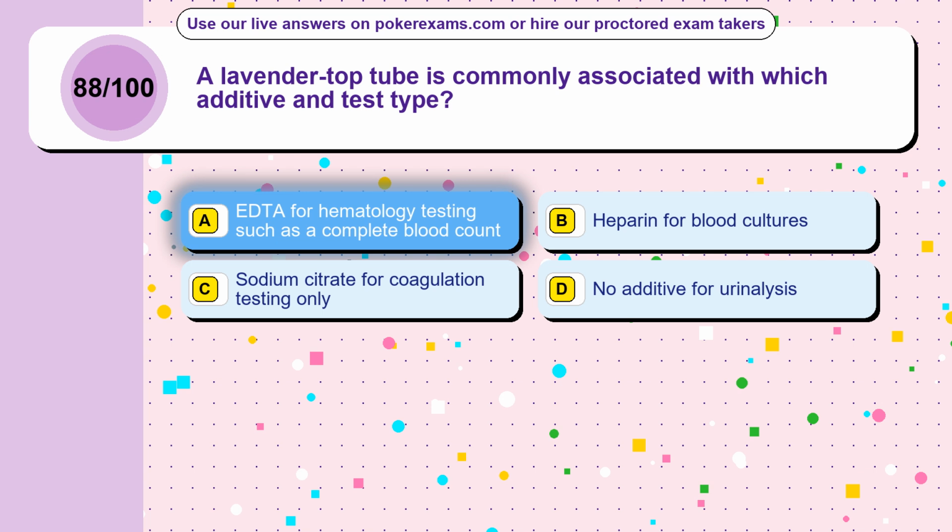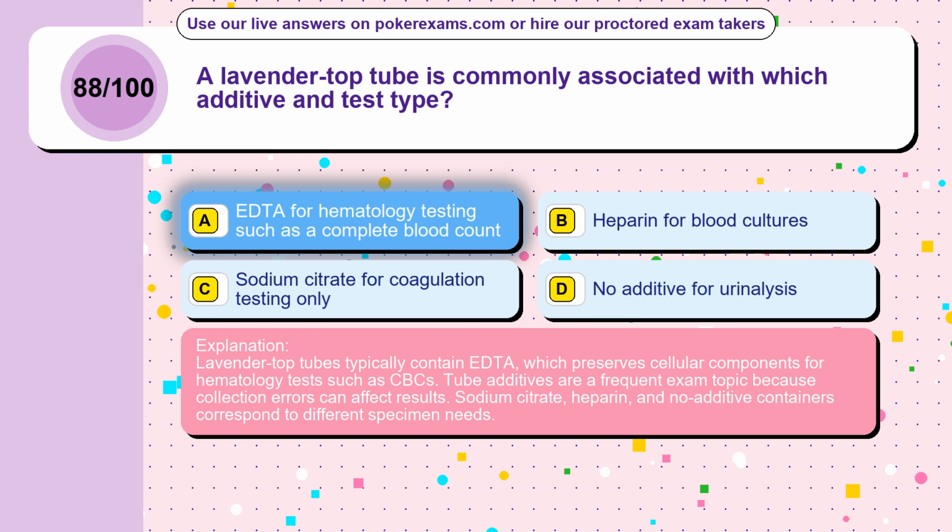EDTA for hematology testing such as a complete blood count. Lavender top tubes typically contain EDTA, which preserves cellular components for hematology tests such as CBCs. Tube additives are a frequent exam topic because collection errors can affect results. Sodium citrate, heparin, and no additive containers correspond to different specimen needs.